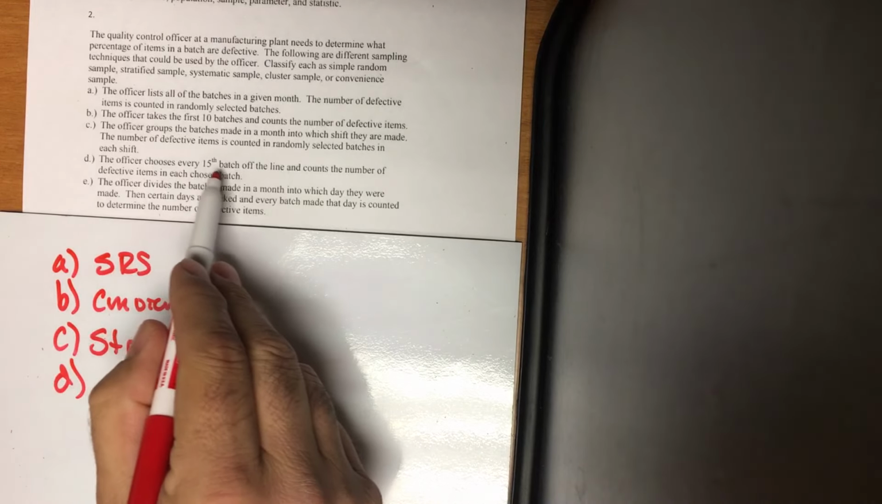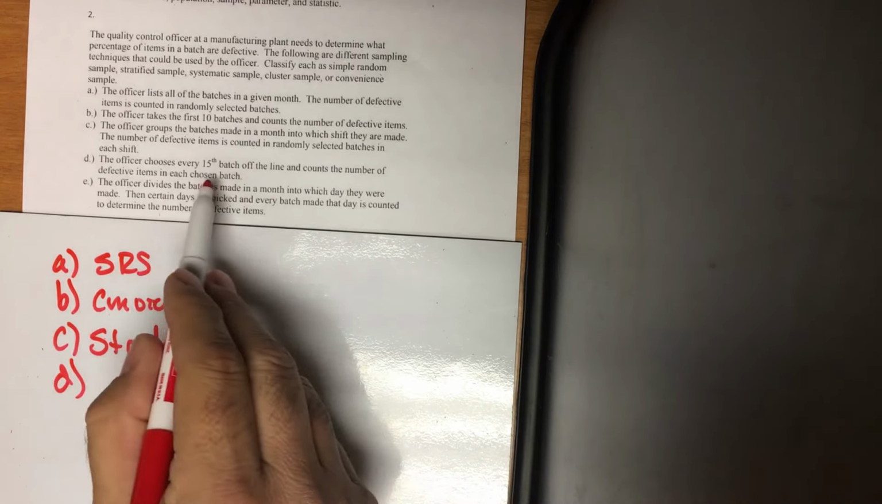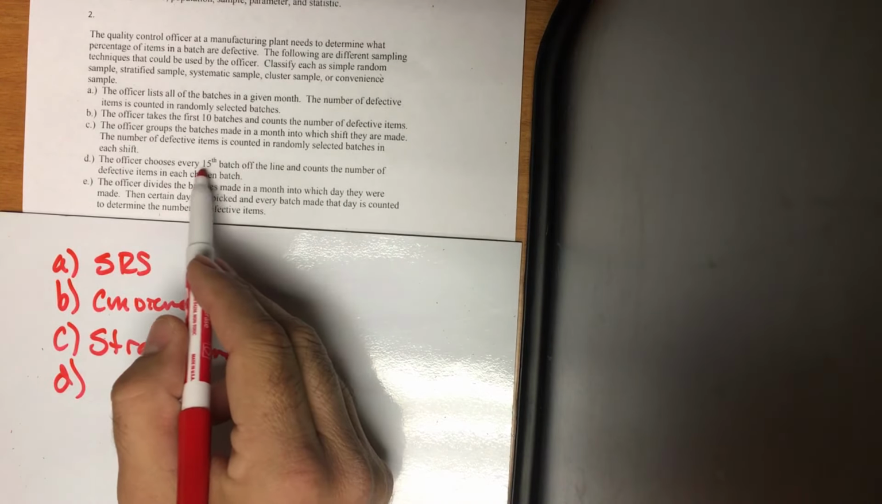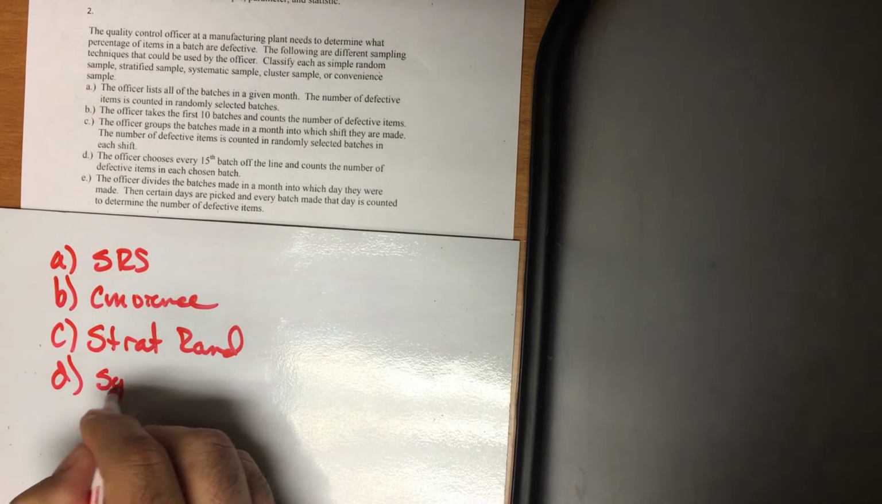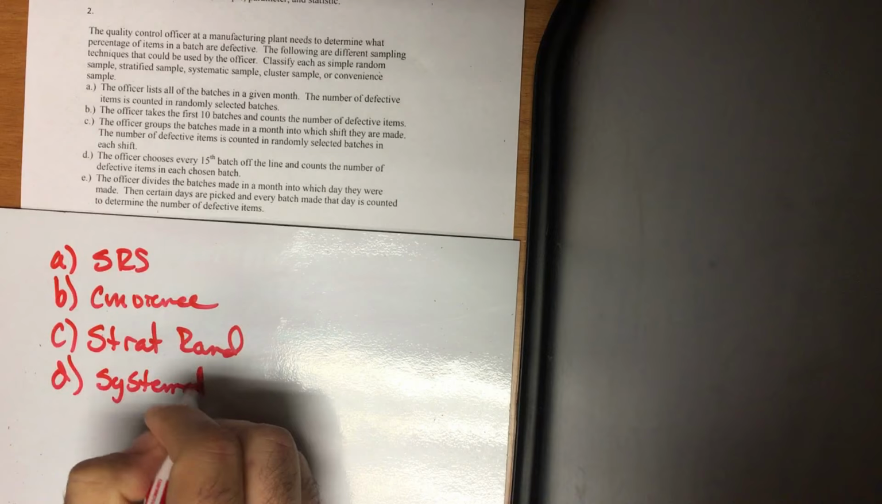The officer chooses every 15th batch off the line and counts the number of defective items in each batch chosen. So now he's got a system, right? Every 15th one on the list. So that must be systematic random.